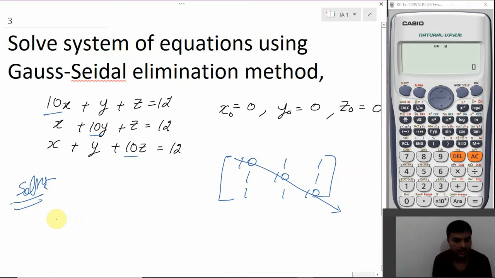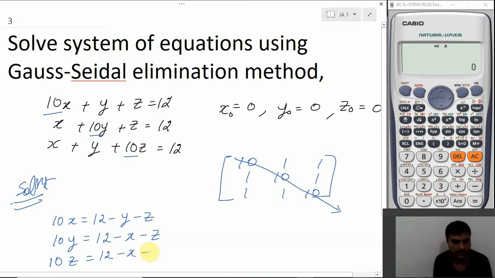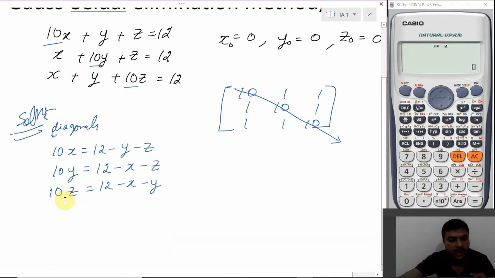Just for simplification, I will take this as 10x is equal to 12 minus y minus z. Next, 10y is equal to 12 minus x minus z. Next, 10z is equal to 12 minus x minus y. As I told you, these are the diagonal entries. You always take the largest value in the diagonal entries.